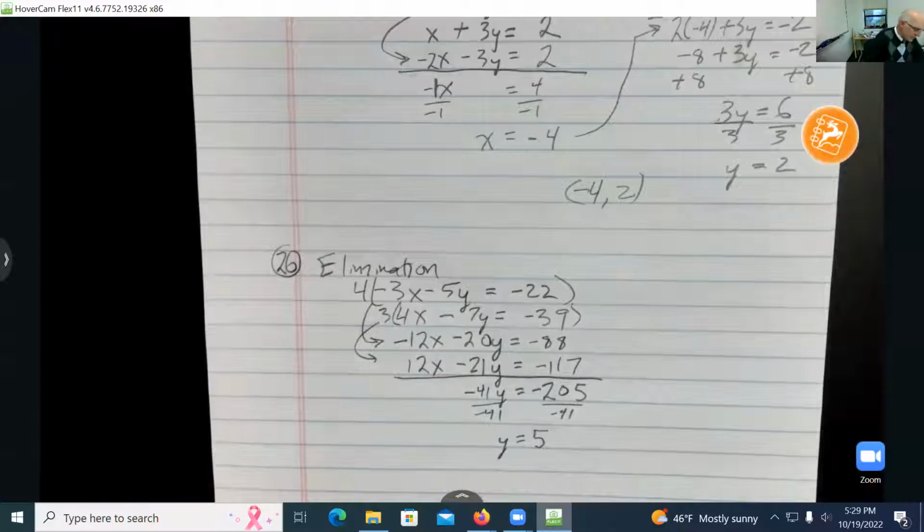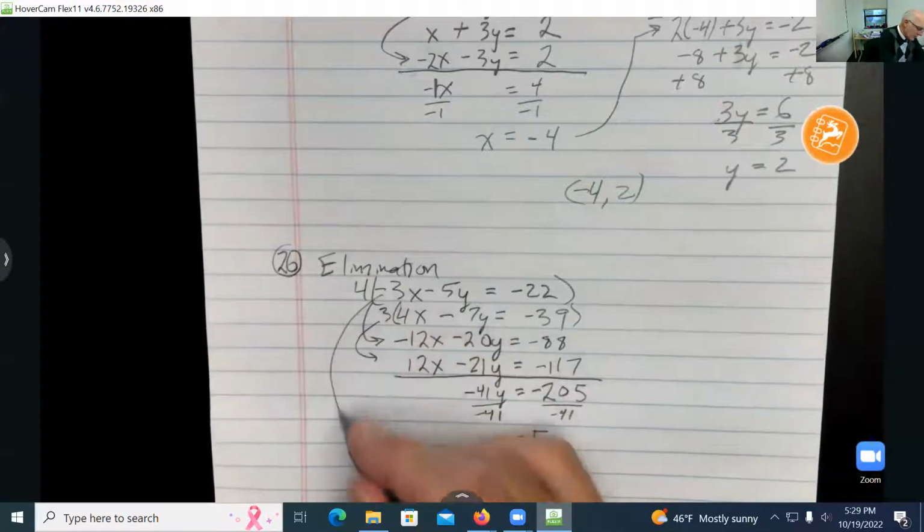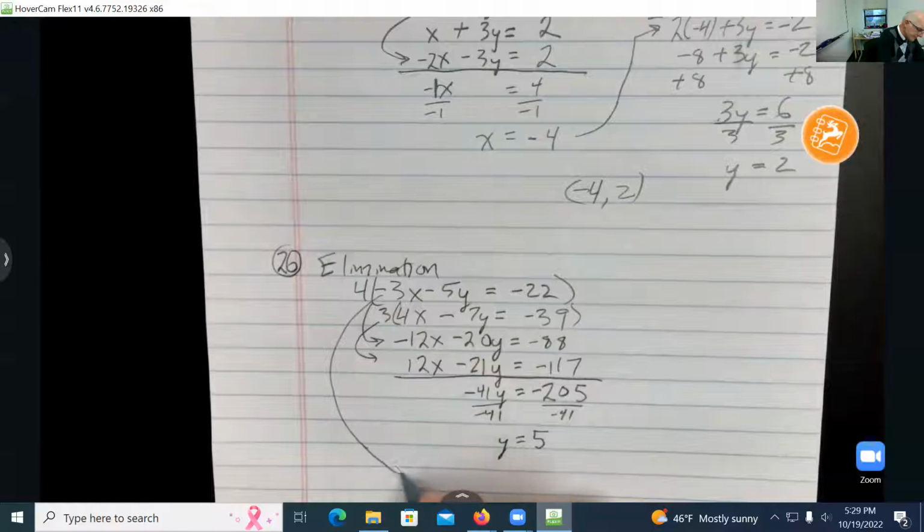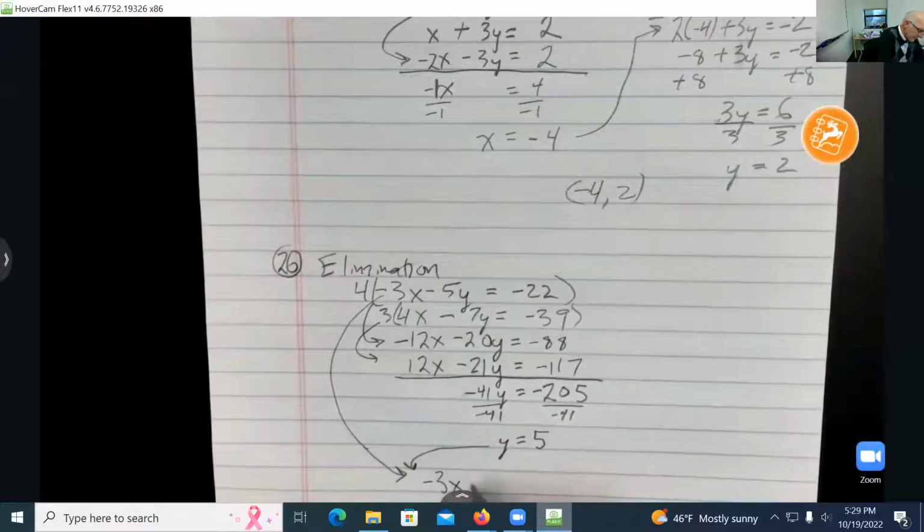Now I'm going to substitute that into the first equation to find x. I know what y is. I need to find x. Negative 3x minus 5 times positive 5 is equal to negative 22. Negative 5 times positive 5 is negative 25.